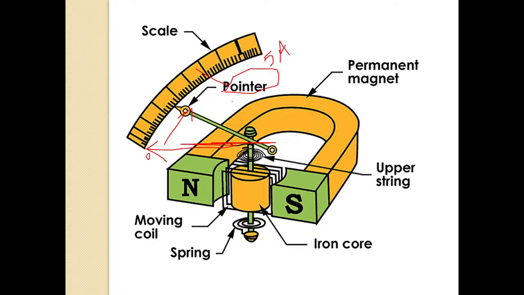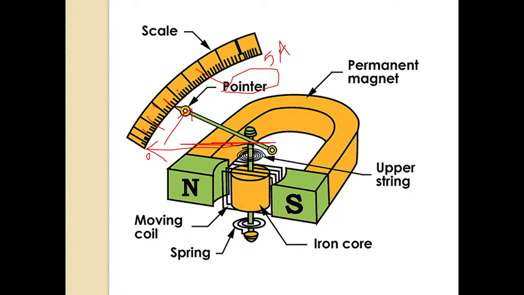So the deflecting torque means it is the torque which moves the pointer across the scale, in an analog measuring device. Analog means there will be proper scaling provided to take the readings. Digital means the value will be directly displayed on the screen. So that is our deflecting torque.